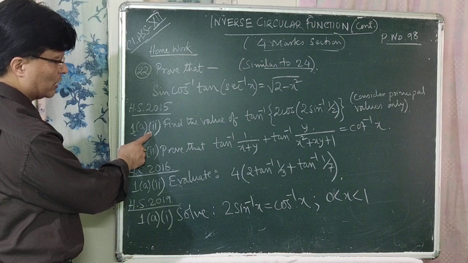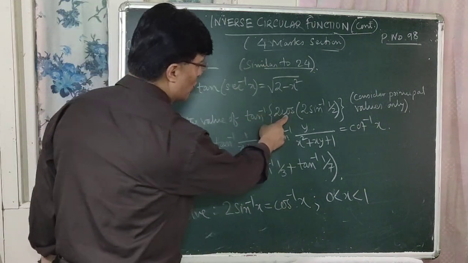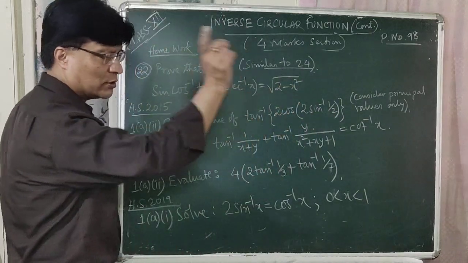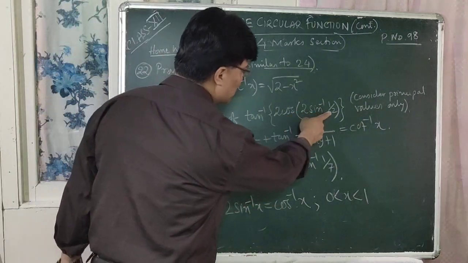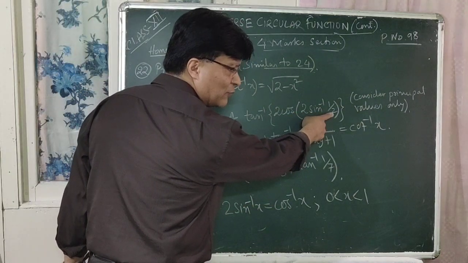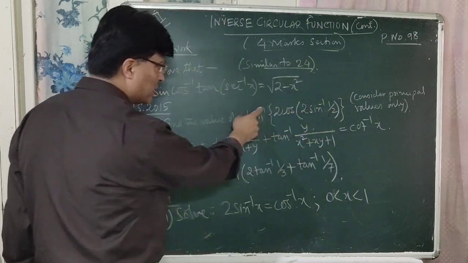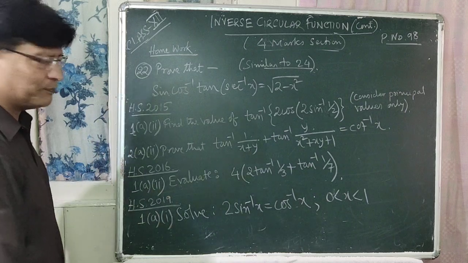So this is from HS 2015. Number 1, A2 is, you have to find out the value of tan inverse 2 cos 2 sin inverse half, first bracket close, second bracket close. Consider only the principal values here, okay? So here, when you simplify from inside, half. Sine of which angle is half? Sine pi by 6. When you simplify from inside, it works out. You can do it, okay? Just try it once, okay?